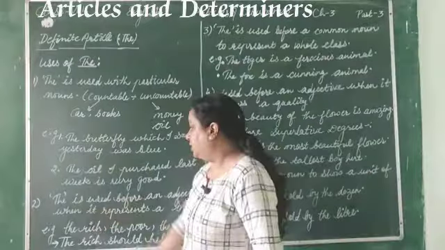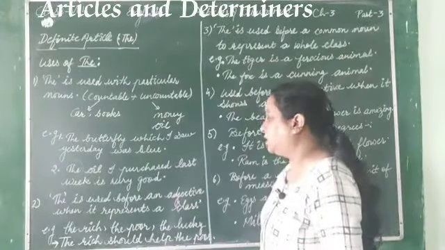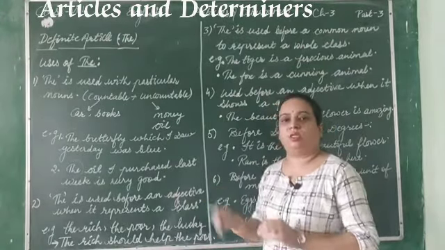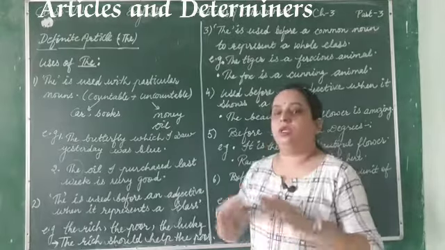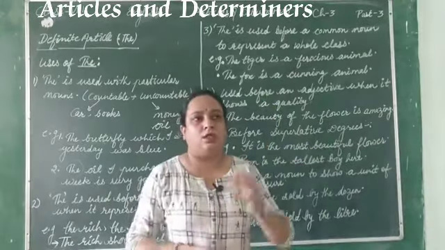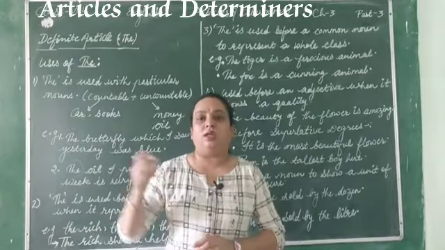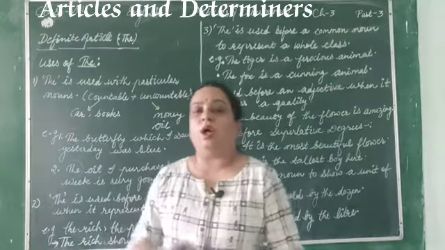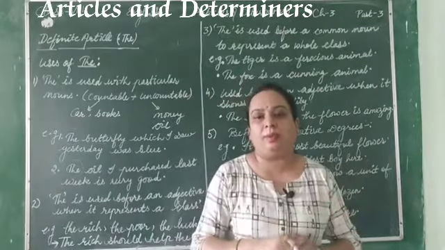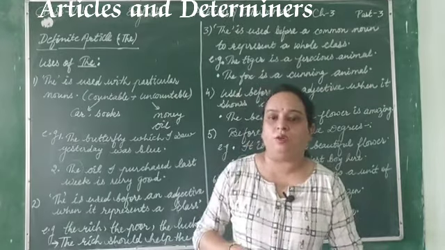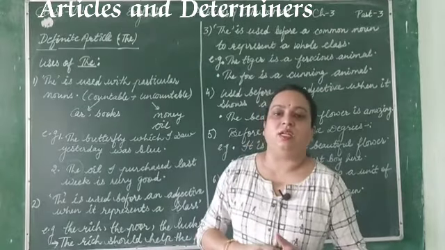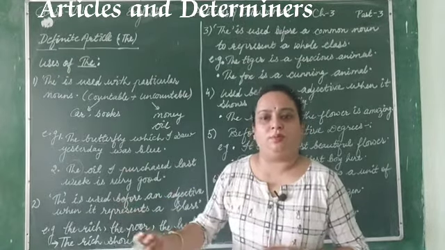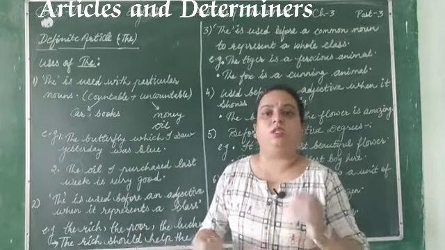Next, rule number 2: the is used before an adjective when it represents a class. I am not talking about class 4th, 5th, 6th, 7th, 8th. It is not like this. It is about a class of people, like the poor, the intelligent, the rich, the lucky. So I am talking about a particular class of people, a particular class of nouns. Examples you have to learn: the rich, the poor, the lucky, all the fat, all the thin people.